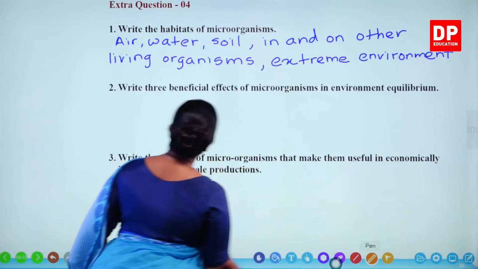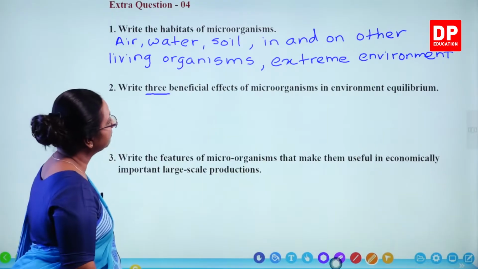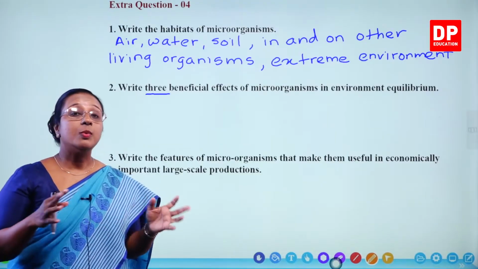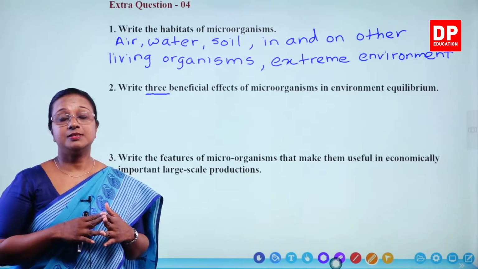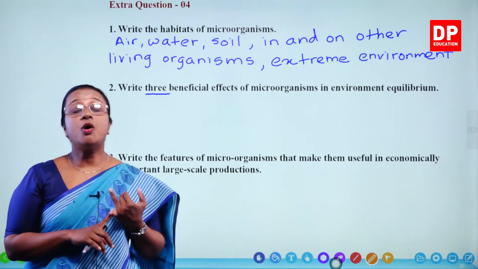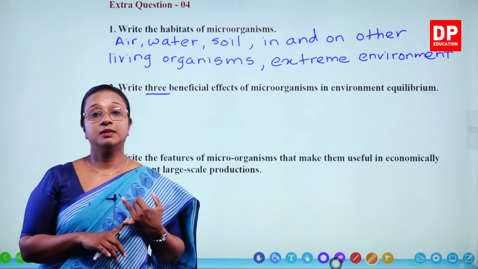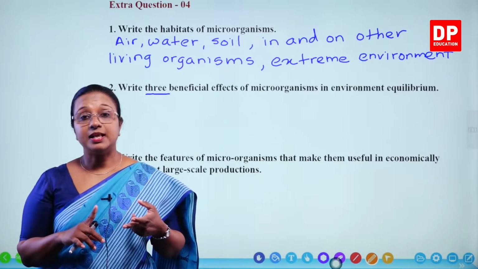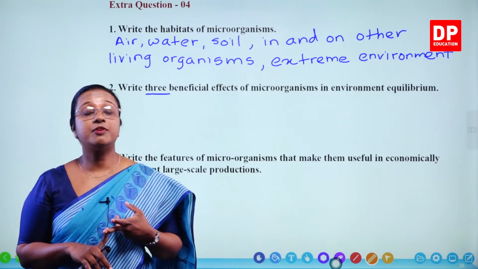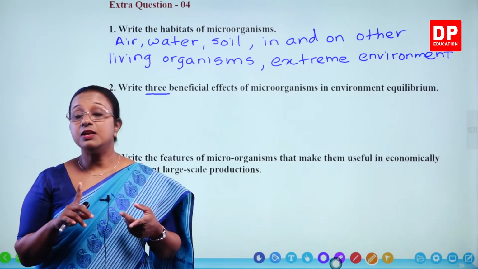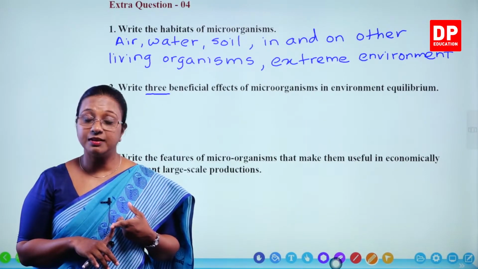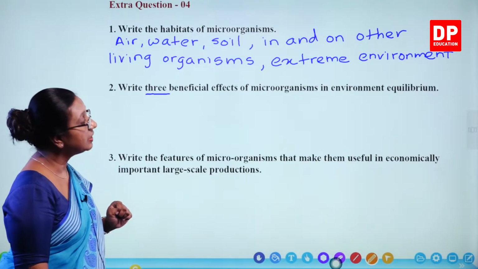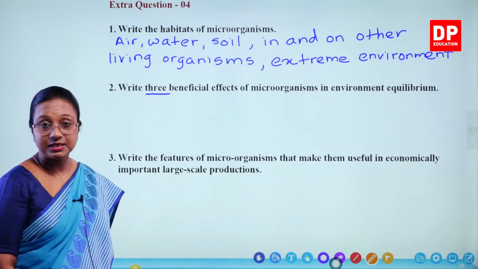Then the next question, write 3 beneficial effects of microorganisms in environment equilibrium. What are the beneficial effects of microorganisms? Remove organic pollutants from water. To decompose oil layer from ocean surface. What else? To remove heavy metals from polluted water and also to decompose biodegradable plastic. So there are 4 beneficial effects in environment equilibrium. You can write any 3.